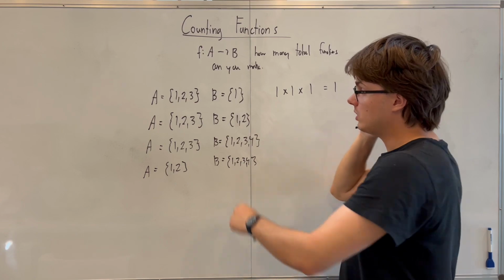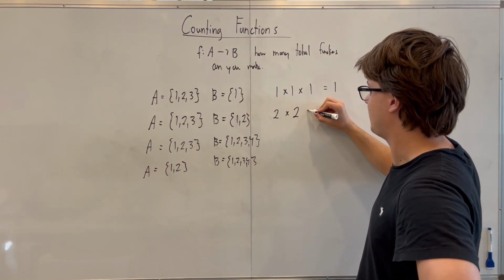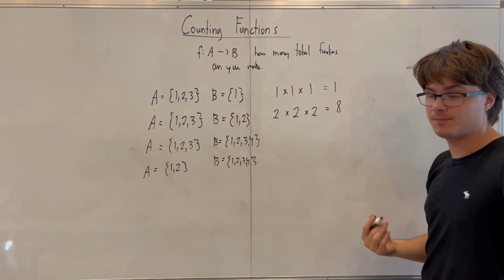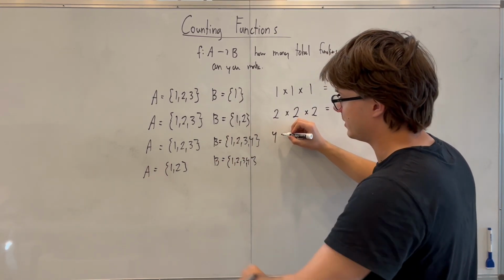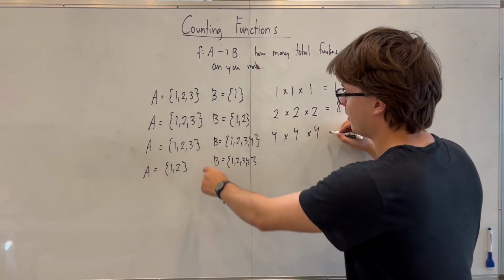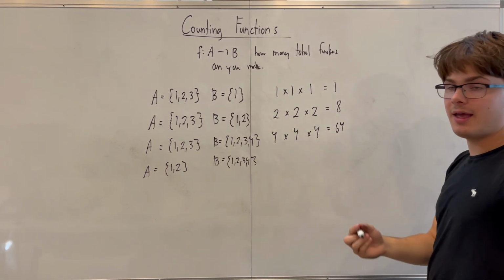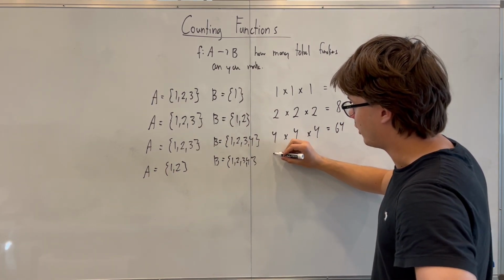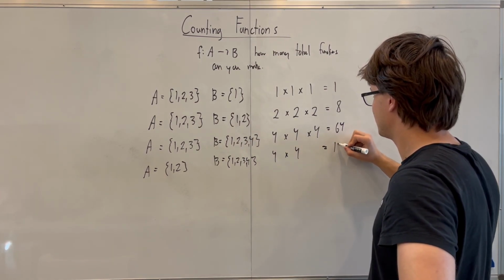What do we find when we increased b to 2? Well, we found that there's 2 possibilities to map 1, 2 possibilities to map 2, and 2 possibilities to map 3. And we found the answer here was 8. Then when we really increased our b, we found that there were 4 possibilities to map the first element, 4 possibilities to map the second element, and 4 possibilities to map the third element, which we got here was 64. And finally, here when we just kept b the same but decreased a, we found that there were 4 ways to map the first element and 4 ways to map the second element, so we got 16.